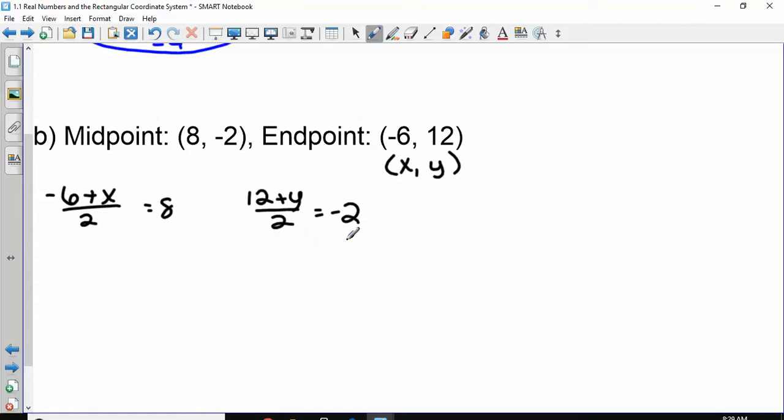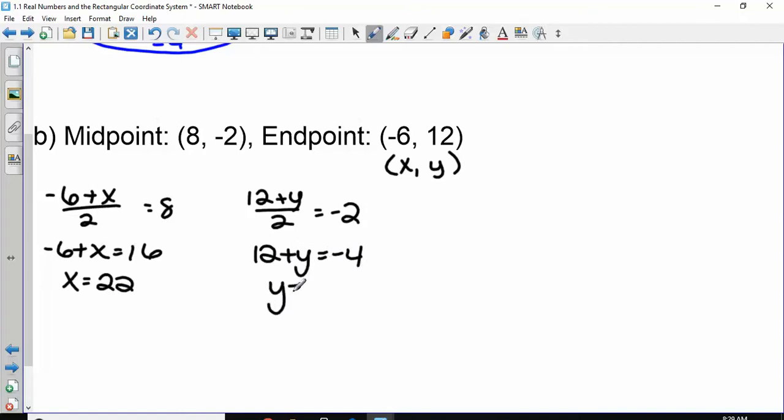So if you did it the algebra way, you use xy for the second endpoint. Add your x's up, divide by 2, and it has to equal the x value of the midpoint, which was 8. And it'll be 12 plus y divided by 2 equals negative 2. Okay. And so you get an x and a y that way.